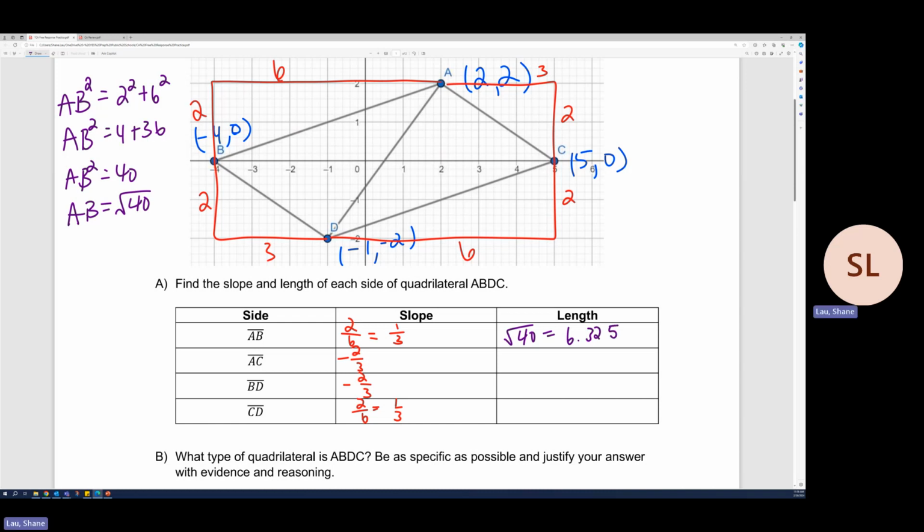Okay, so make sure that you get 3 decimal places. I did have to round the 4 into a 5 because the digit after that one was greater than or equal to 5. And we'll do the same thing for AC, BD, and CD.